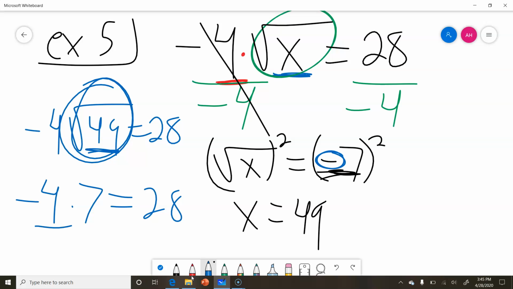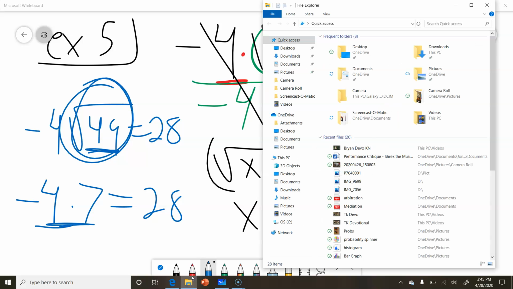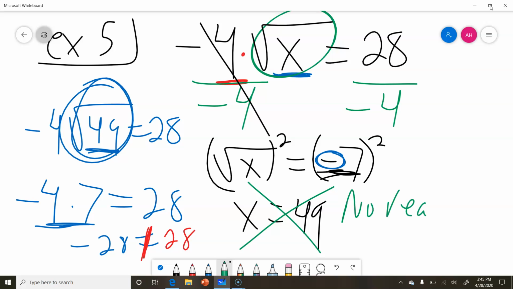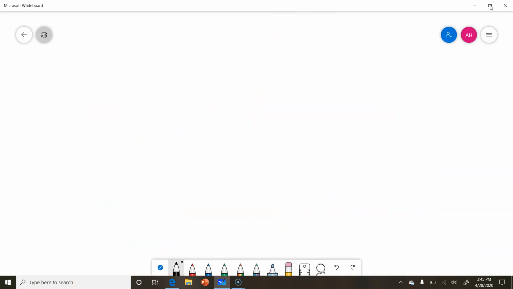But oh, look at this. Negative 4 times 7 is actually negative 28. And negative 28 does not equal 28. So that means, boom, the answer is simply this: no real solution. Or not a solution. No real solution. It's impossible. Sadly, we can't do it. Okay? So, those are all the different types of problems you could encounter.